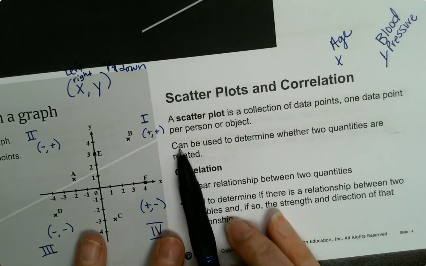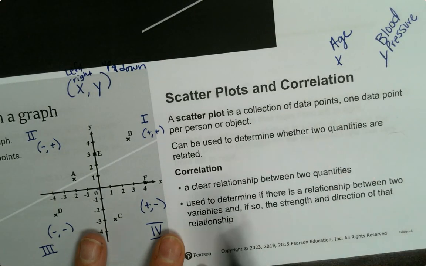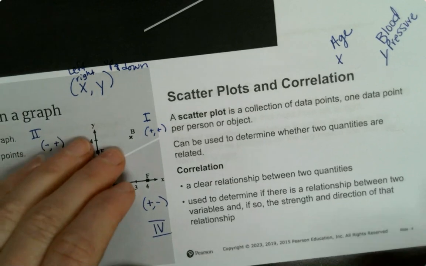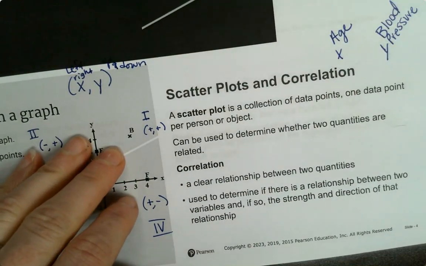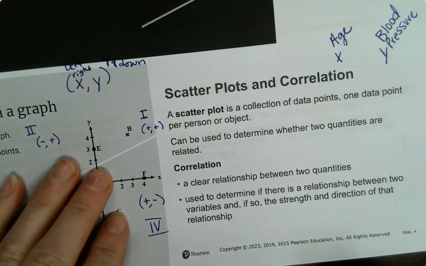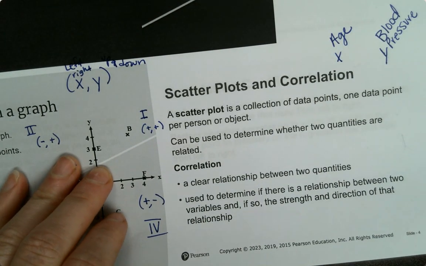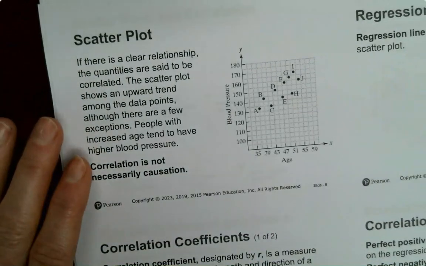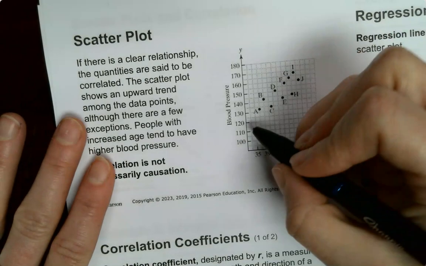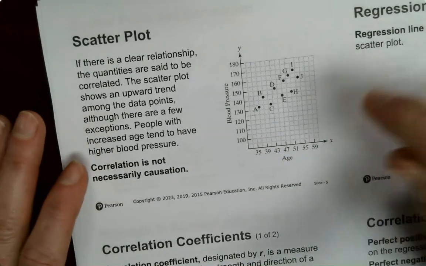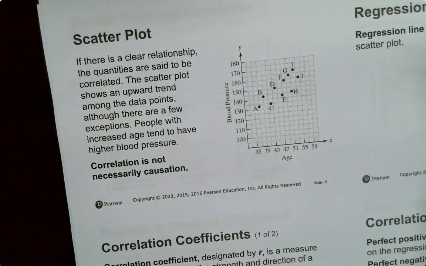And to determine whether two quantities are related, we use correlation: a clear relationship between two quantities, used to determine if there's a relationship between two variables, and if so, the strength and direction. So you can have positive and negative correlation. You can have a strength that shows strong or a very weak correlation. So here's a plot. These are all going in an upward direction. You always want to read them from left to right. So this is a positive correlation.